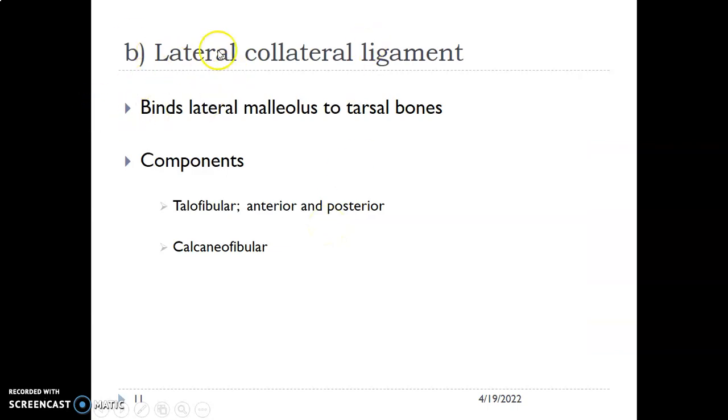which is the medial collateral ligament. Then on the lateral aspect, we have the lateral collateral ligament. This binds the lateral malleolus of the fibula to the tarsal bones. And you also have three components: anterior and posterior talofibular, as well as calcaneofibular.